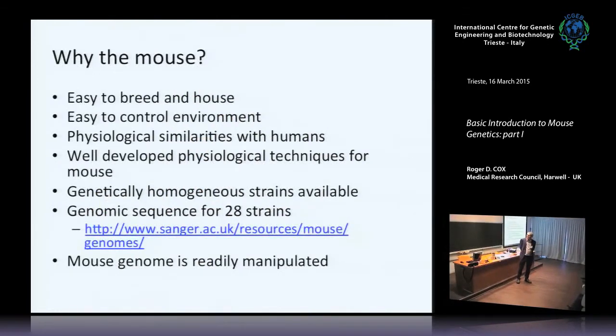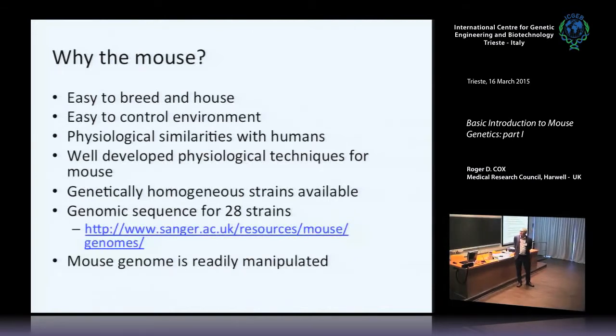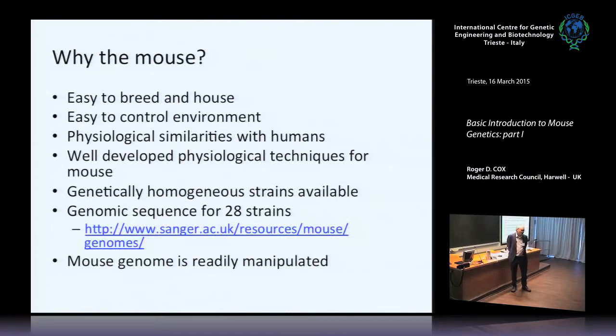It's easy to breed and house. It's easy to control the environment, so we can control the temperature that the mice are at. We can control what they eat, and we can control what enrichment they've got, how much exercise they do. There are physiological similarities with humans. A lot of the physiological pathways between mouse and human are highly conserved, and particularly in my own field of obesity and diabetes, that's particularly true.